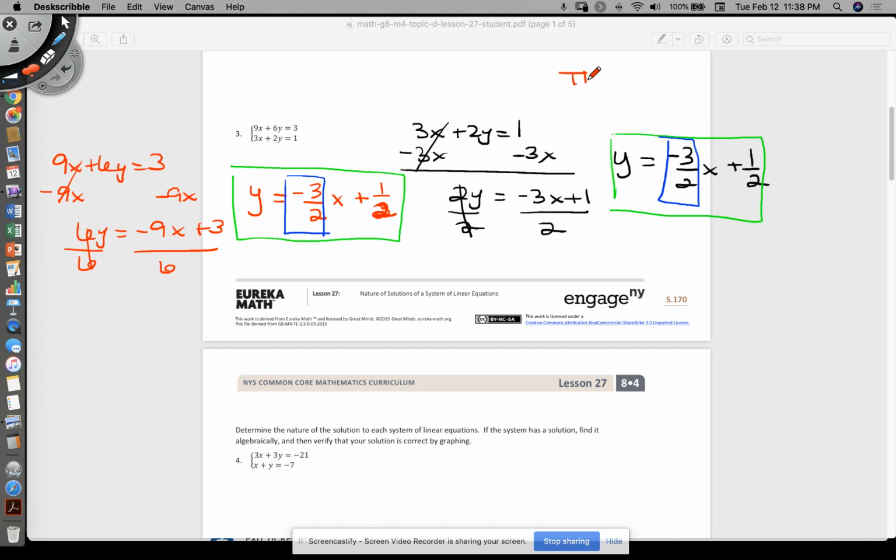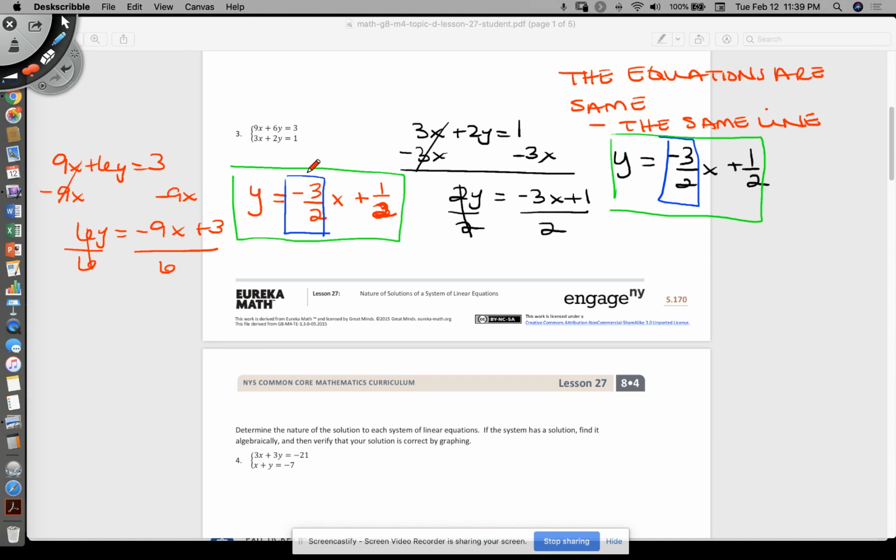So we're going to say the equations this time, so not just the slopes, but the equations are the same, which will give me the same line. They're going to go right on top of each other. It's the exact same line. You can do it in different colors if you were graphing, but it would be the exact same line.